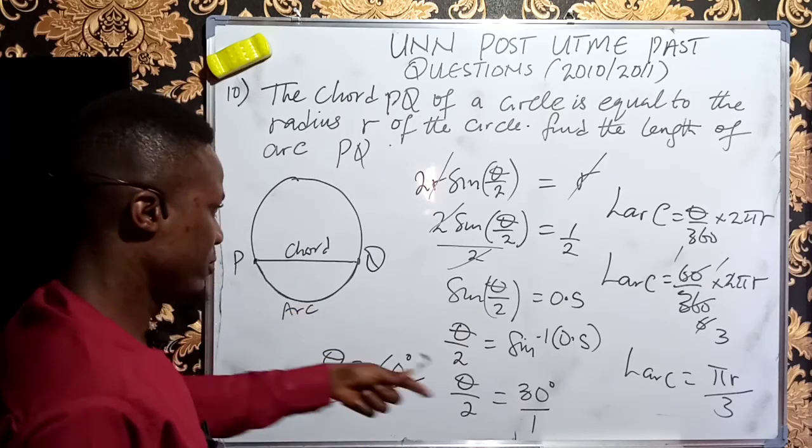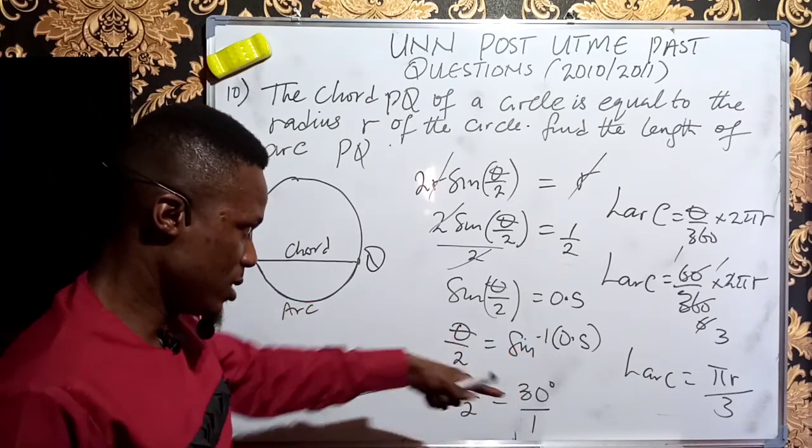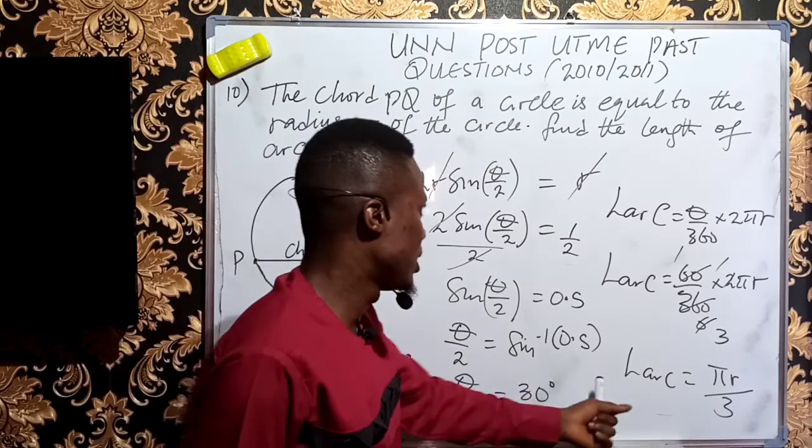Had it been we know the radius of this circle, we can plug it in there to get the exact value of the length of arc of the circle.